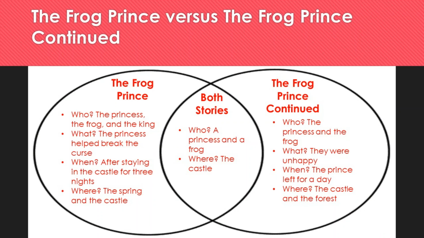Now, both stories obviously have a princess and a frog. They don't both have a king. They both take place in some instances in the castle, but not always. As you see in The Frog Prince Continued, the prince ventures out into the forest to find a witch who will turn him back into a frog. But in The Frog Prince, the story mainly takes place at the spring and at the castle.